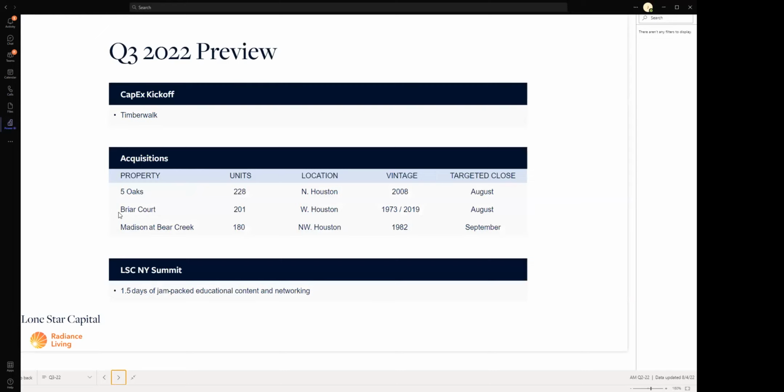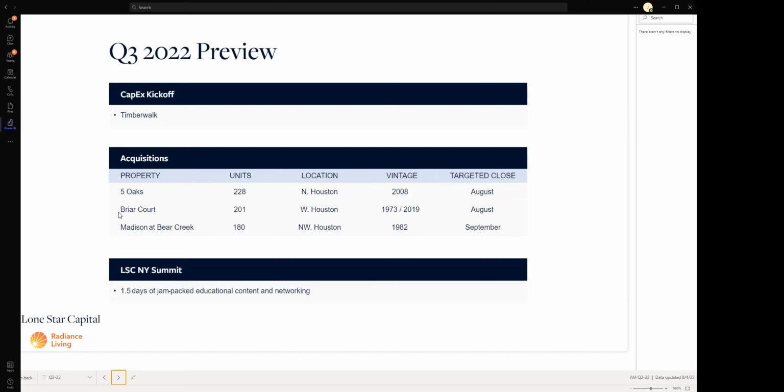So moving on to Q3, which we're now in, our preview. Timberwalk has kicked off, Broadstone has as well. I didn't include Broadstone on the prior slide just because it's very new and the budget versus actual would have been quite distorted. But Broadstone, we've completed pretty much all of the PCA required and lender required repairs and quite a bit of exterior work as well. And we're looking to start our interiors there.